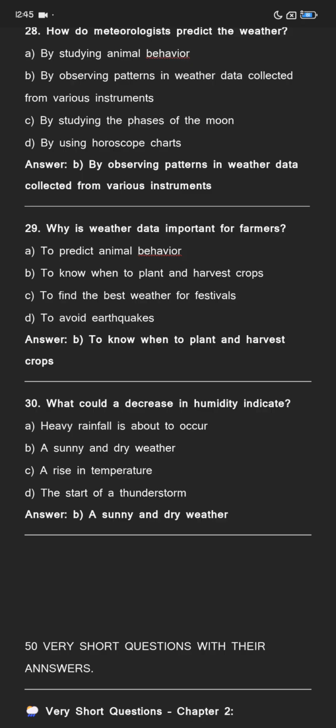What could a decrease in humidity indicate? Heavy rainfall is about to occur, a sunny and dry weather, a rise in temperature, the start of a thunderstorm. The answer is a sunny and dry weather.